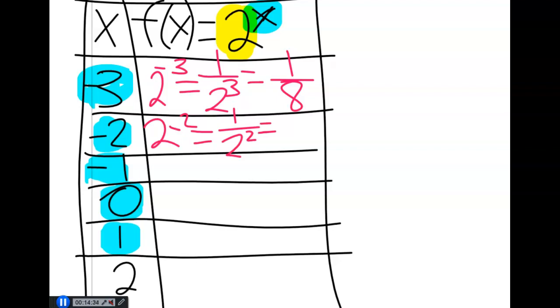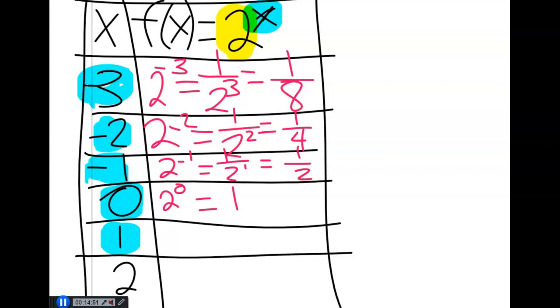And that will be 1 over 2 squared, which is 4. Okay, next will be 2 to the power negative 1. So that will be 1 over 2 to the power 1, which is just 1/2. And then we'll have 2 to the power 0, which is equal to 1.